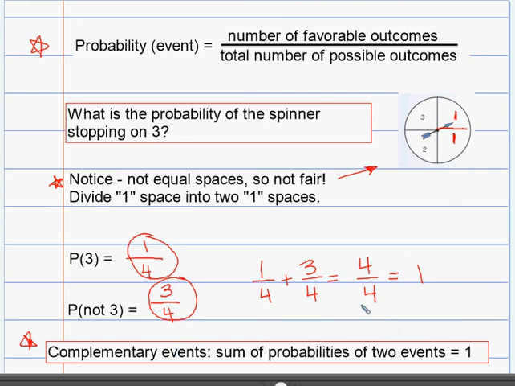This is just like what we talked about at the beginning of this lesson. Part plus part has to equal the whole thing. Okay, that's what they're talking about there. The complementary events are going to sum to 1. So if you have a probability of 3, probability of not getting a 3 should end up with 1.